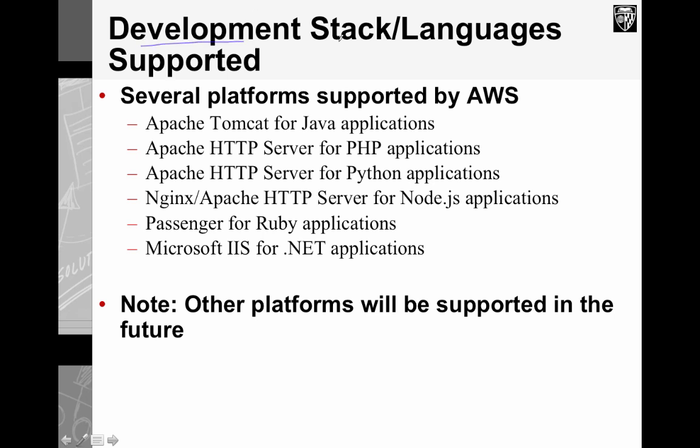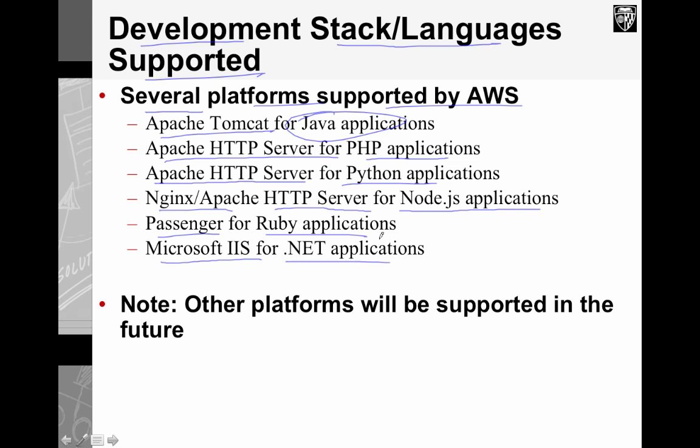So what is the development stack, language, platform supported? Well, it so happens that AWS Beanstalk supports several platforms. It supports the Apache Tomcat for building Java web applications, Apache HTTP Server for PHP applications, Apache HTTP Server for Python applications, Nginx Apache HTTP Server for Node.js applications, Passenger Server for Ruby applications, and also Microsoft IIS for running .NET applications. And AWS claims that other platforms will be supported in the future as they are made available in the marketplace.